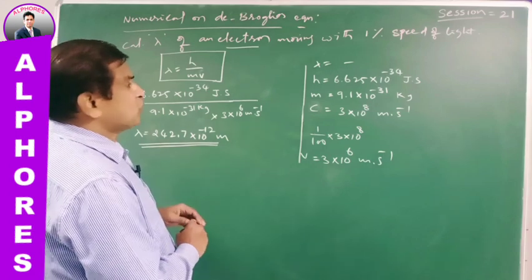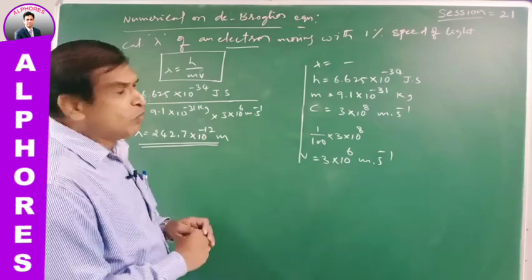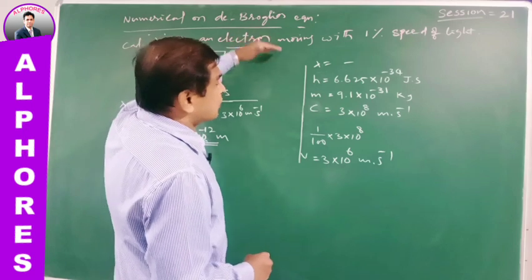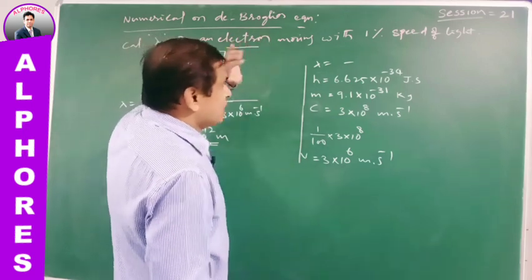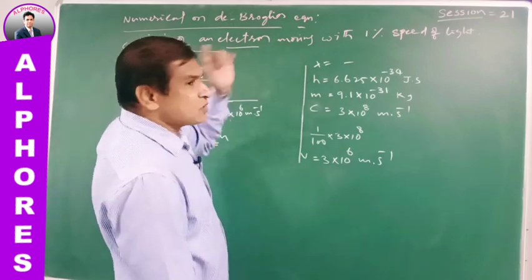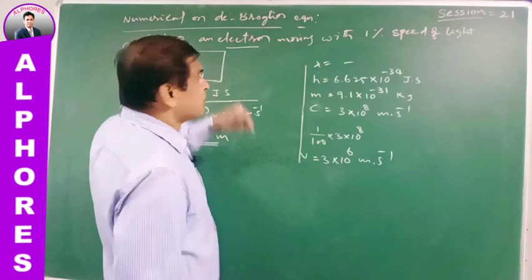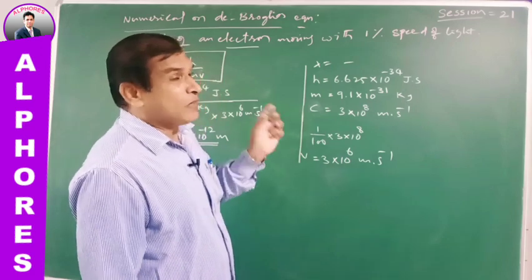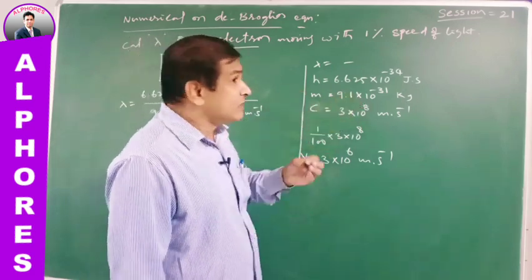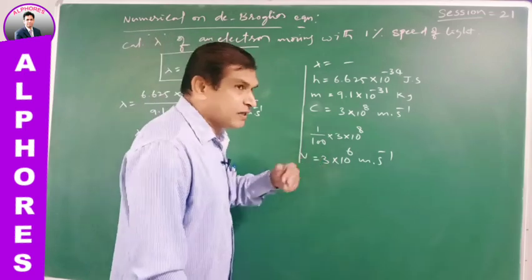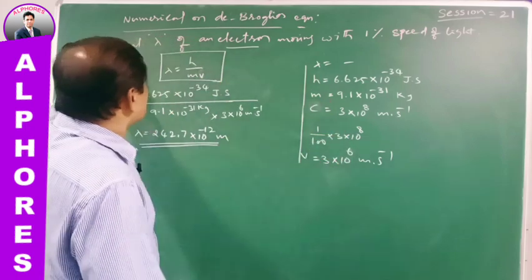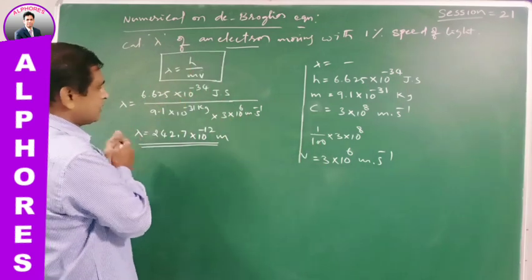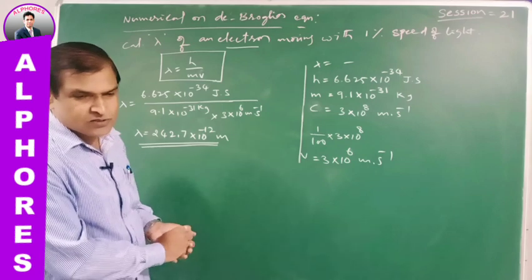For the objective examination point of view, each and every moment is very important. So read the problem twice, then try to understand what data is available. You are calculating lambda, and we know Planck's constant and the mass of the electron, because nothing is given. We know the velocity of light, and the electron is traveling with 1% of that velocity. So you have to get the data yourself, because nothing is available in the problem. Then substitute the data in the required formula and solve the problem.